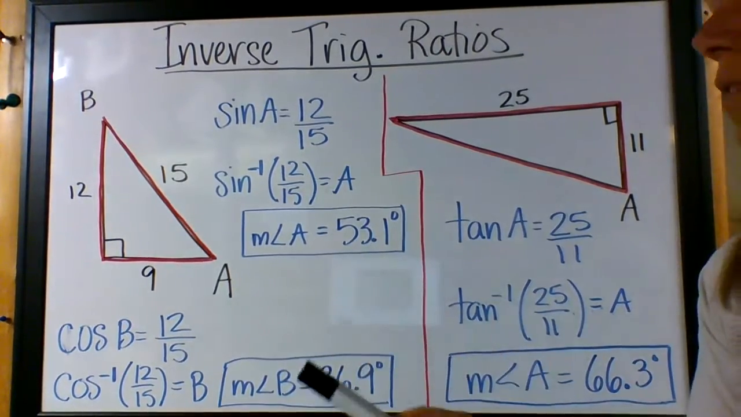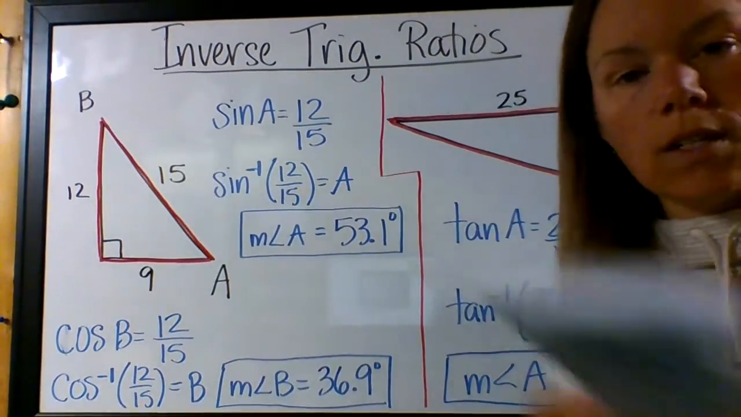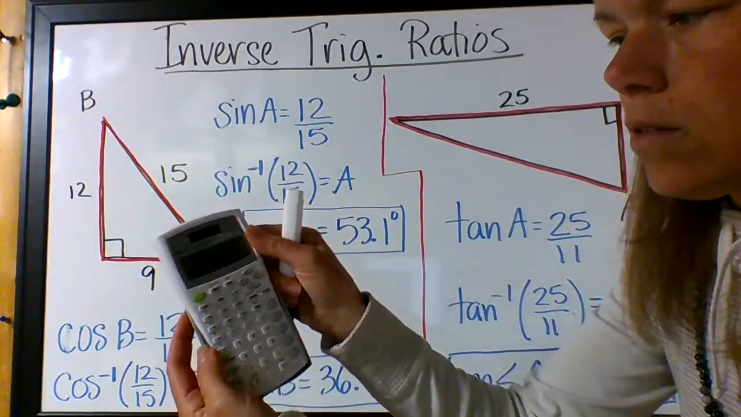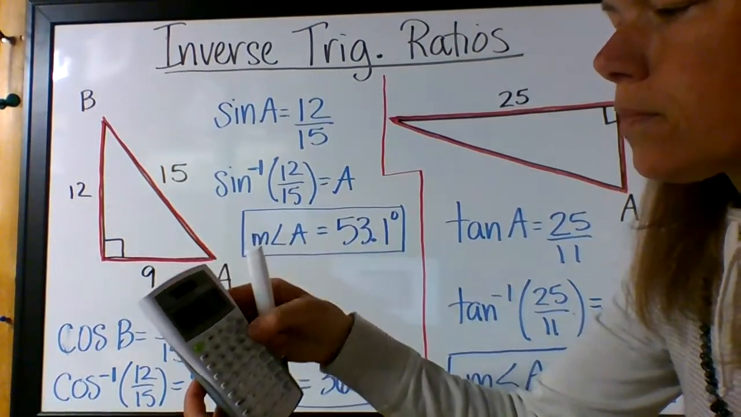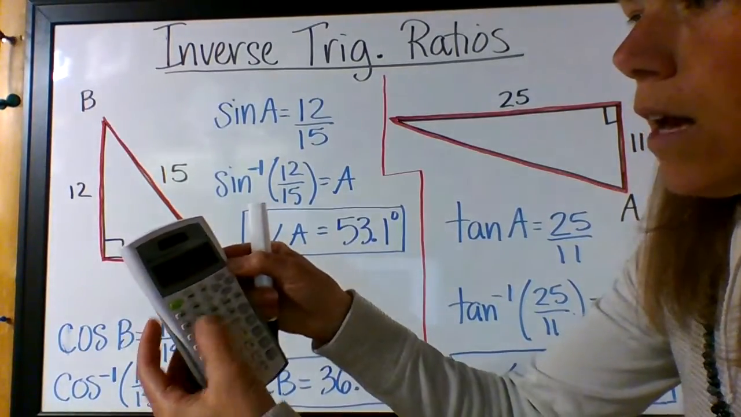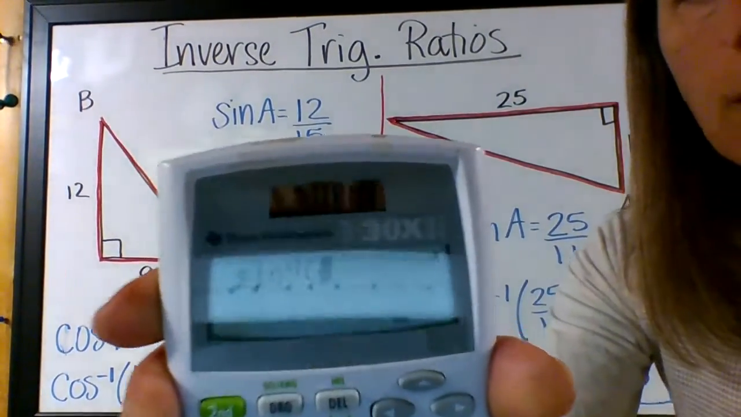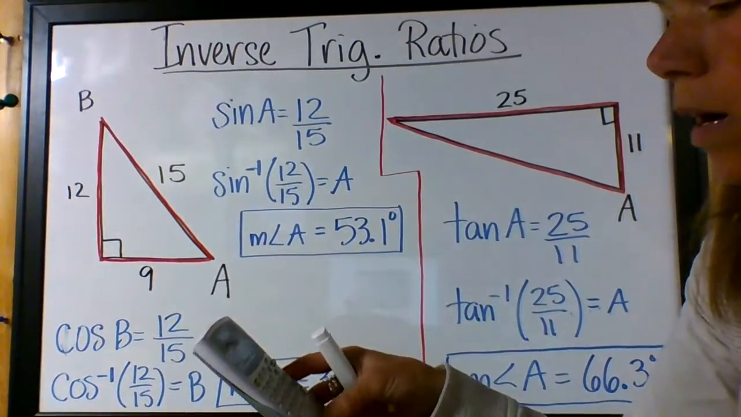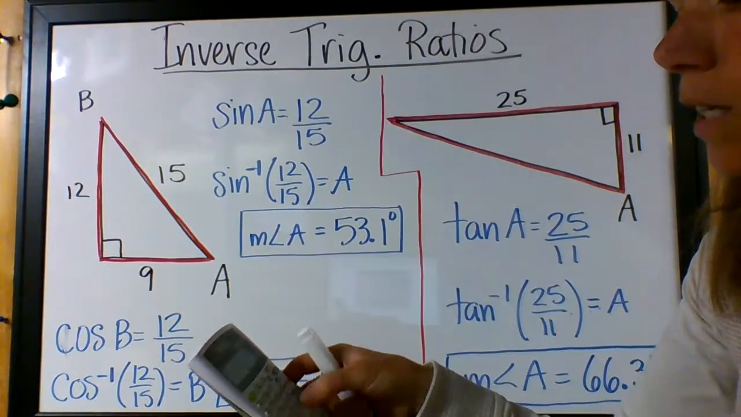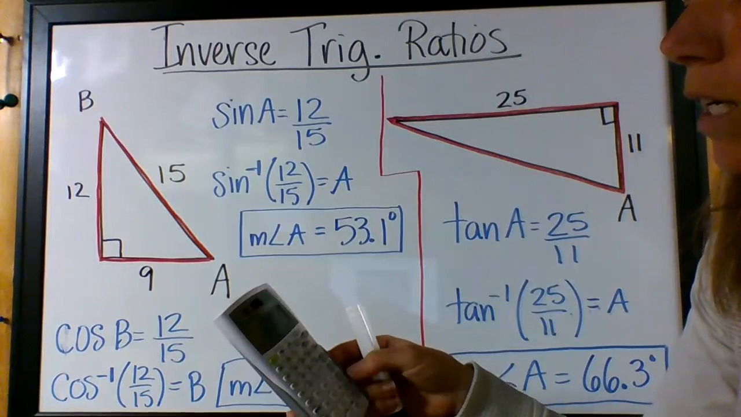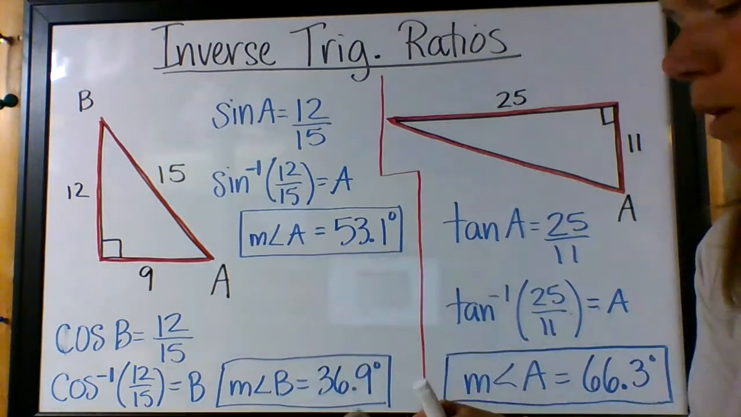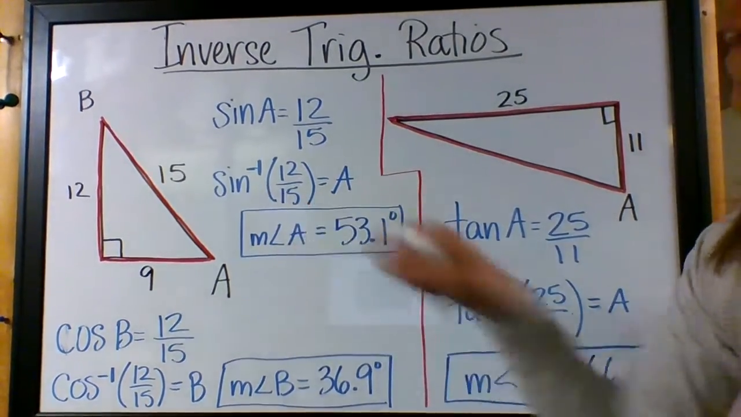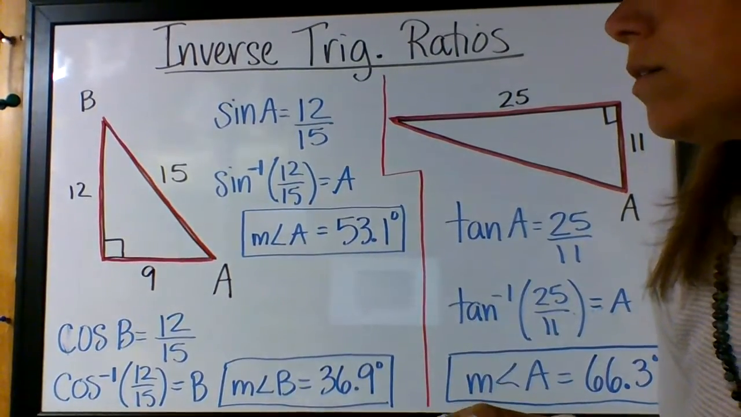So I can just stick that in my calculator. I hit second sine, and you can see what shows up there. Hopefully you can see it. Sine -1, and I can put in 12 divided by 15, close those parentheses, equals, and I got 53.13010, whatever. So you can just put that quickly into your calculator.